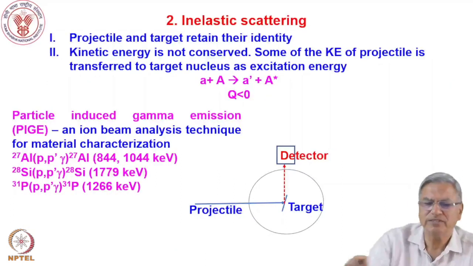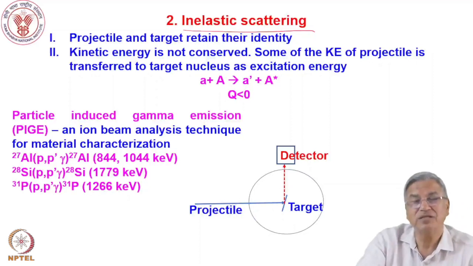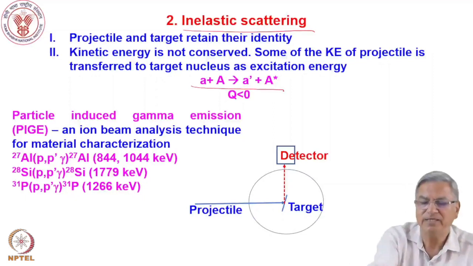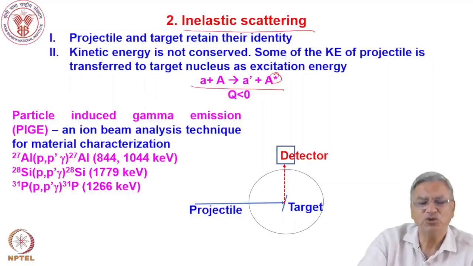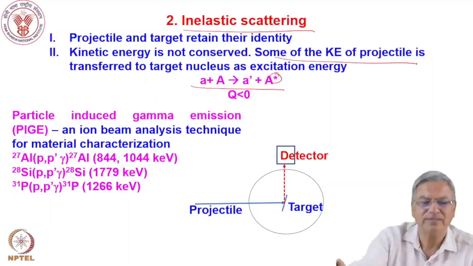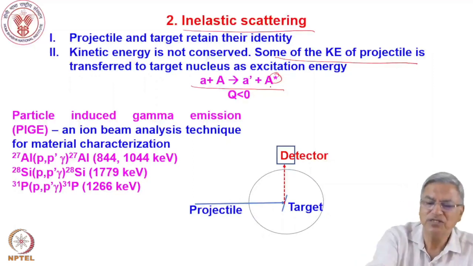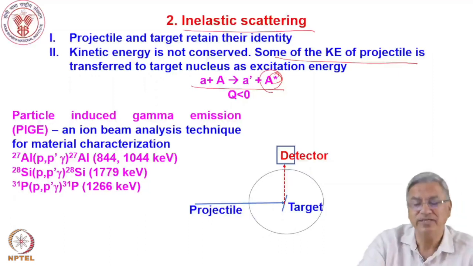The next type of reaction is inelastic scattering. It is in the name itself, but it is still scattering. That means the projectile and target retain their identity, like A plus A going to A dash plus A star. I have put a star because now the kinetic energy of the projectile is not conserved. Some part of the kinetic energy of the projectile is transferred to the target nucleus, so the target can get excited. So the total kinetic energy before and after the scattering is not conserved now. Some part of the kinetic energy was transferred to the target nucleus as its excitation energy.